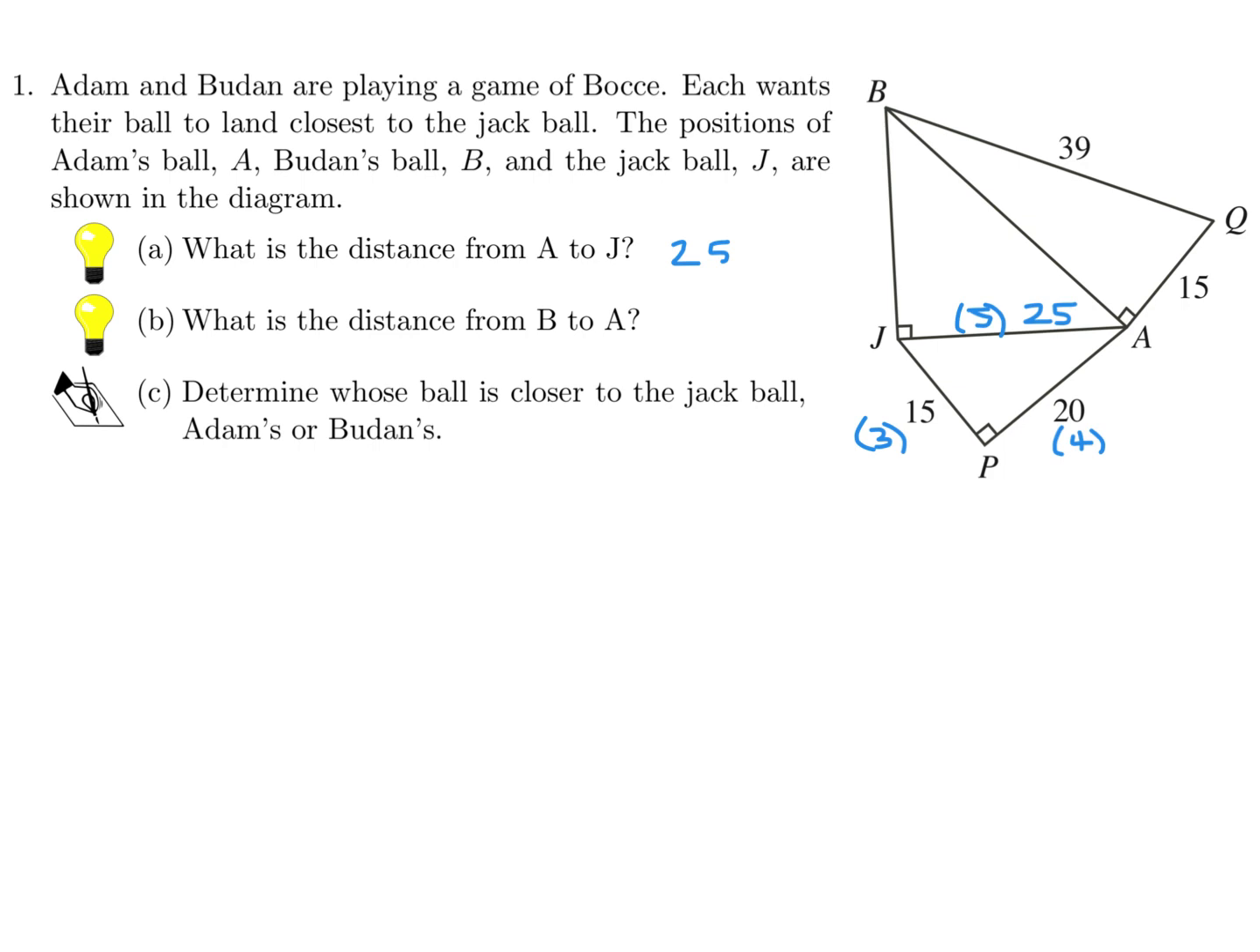For part B, what is the distance from B to A? Again, Pythagorean relationship. BA squared plus 15 squared is 39 squared. And then when you solve this, you get BA equal to 36.